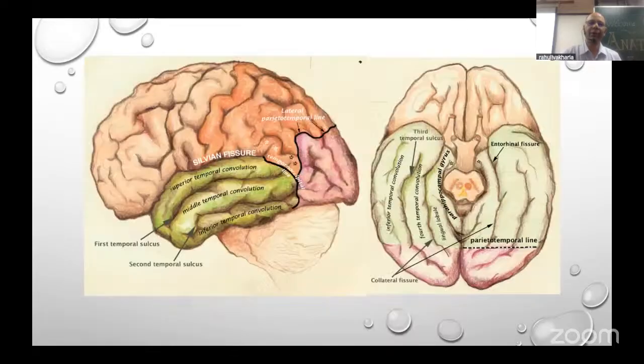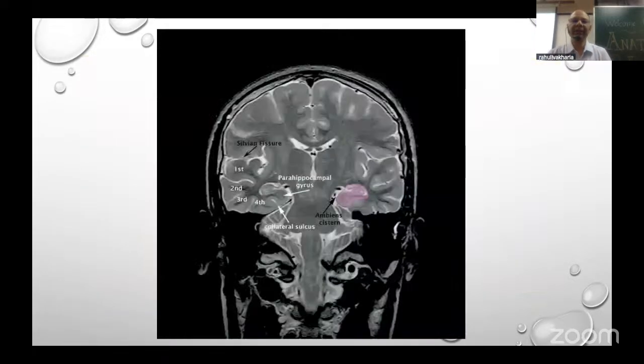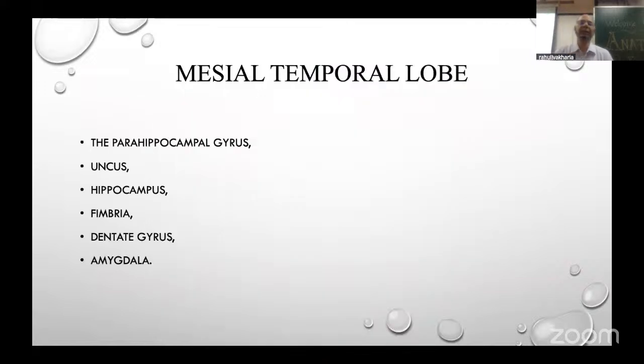So this was what we have seen, the lateral and the inferior surfaces of the temporal lobe. Now coming to a more important medial or mesial temporal lobe, which is more or less the primary site, or there are high chances of lesions which are causing epilepsy in humans. 70% of the epilepsies arise from the temporal lobe.